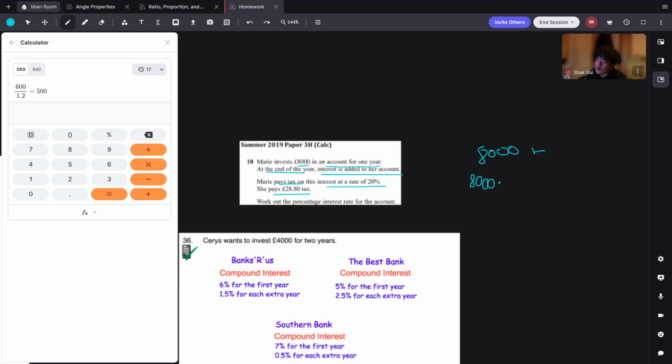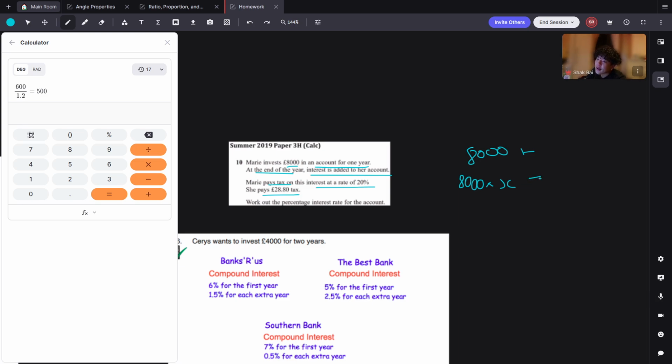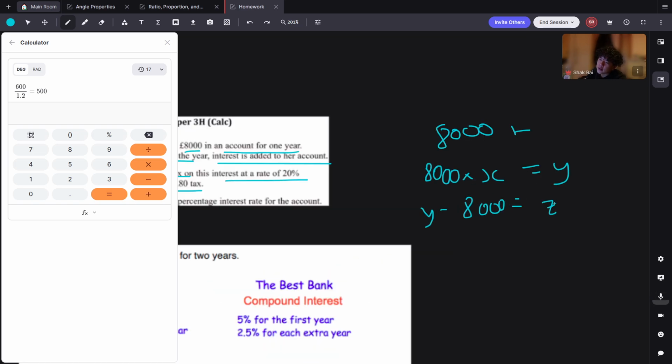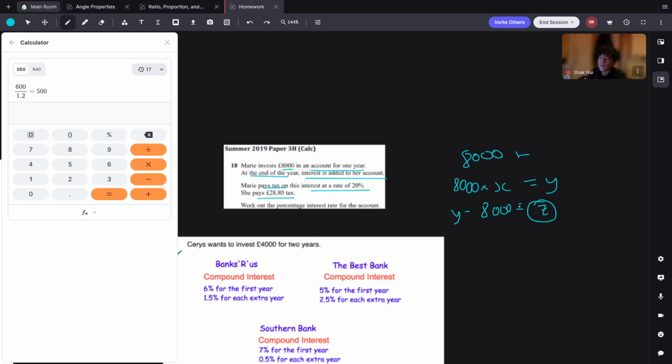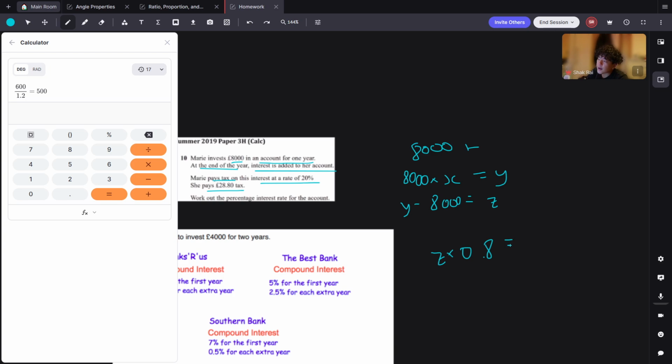£8,000 multiplied by, let's call this interest X, equals some value Y. And Y minus 8,000 equals some value Z, and Z is the amount of interest that she has. Because she pays tax on this interest, Z times, she actually pays 20% tax, which is £28.80. So 20% tax is the same as multiplying by 0.8 because it's 80% left in the bank. So that's £28.80. Okay, so now let's just work backwards.